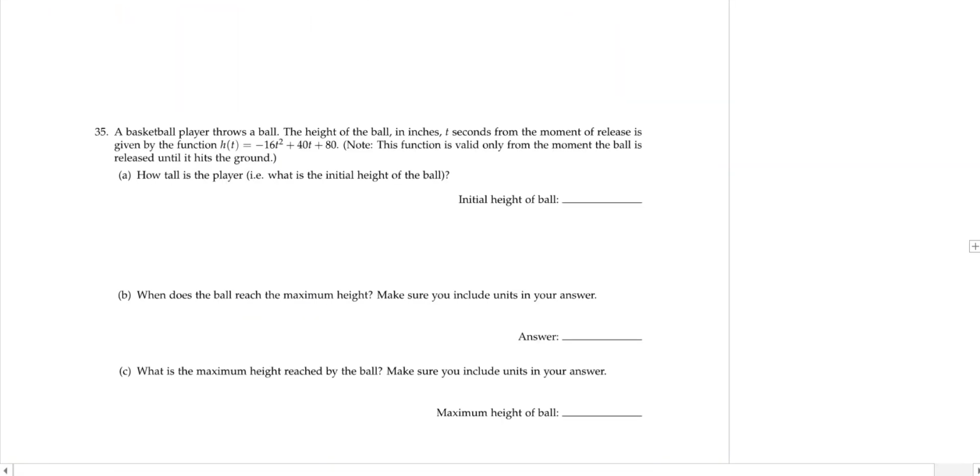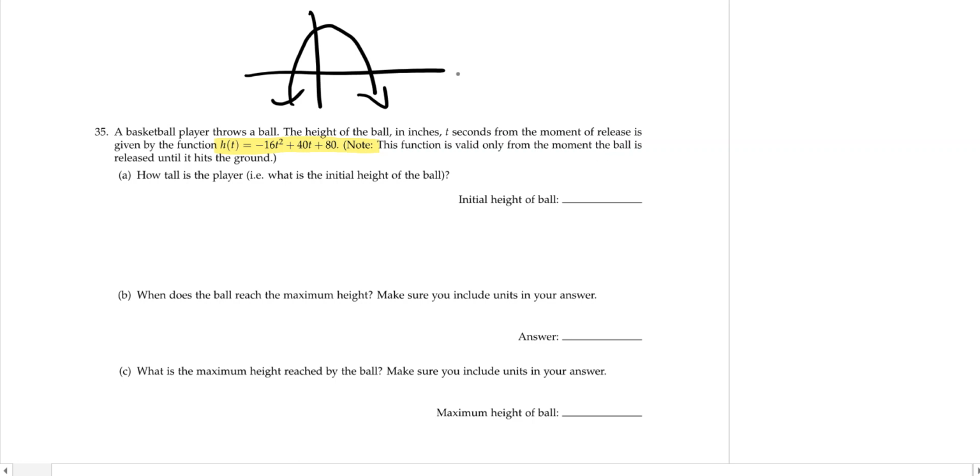All right. A basketball player throws a ball. The height of the ball in inches, t seconds after the moment of release, is given by this. Well, you know, this is a quadratic going like this, right? Because negative 16 is negative. All right. Notice this function is valid only from the moment the ball is released until it hits the ground.